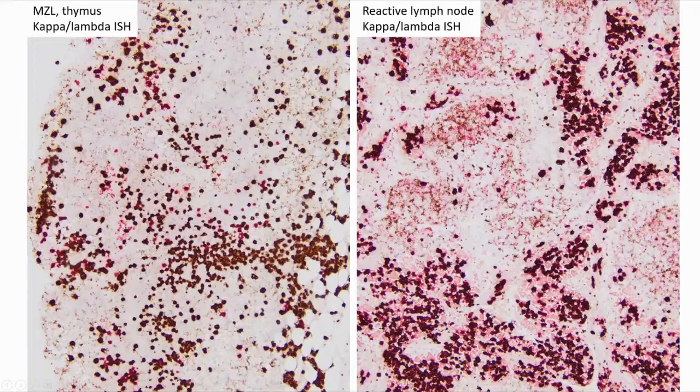And this is a reactive lymph node where you're seeing a robust plasma cell proliferation, but they are polytypic, and polytypic B cells. So that can be very helpful because you don't just have the clone, you can actually see how those clonal cells are distributed within the tissue. So I think it's useful.